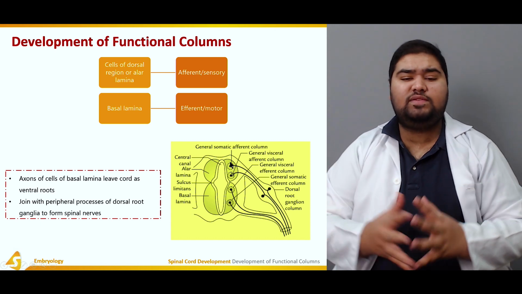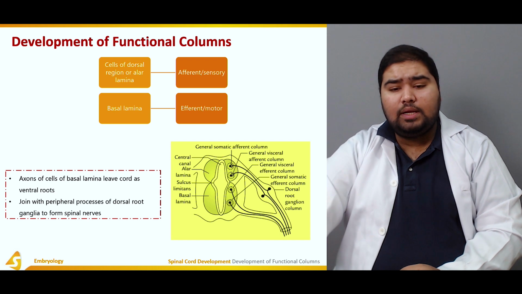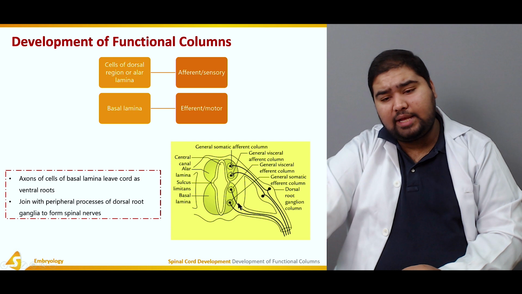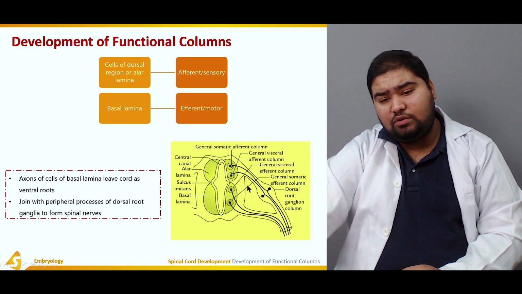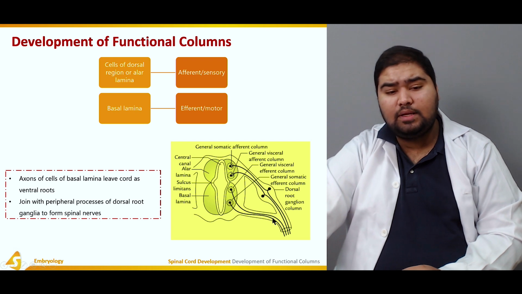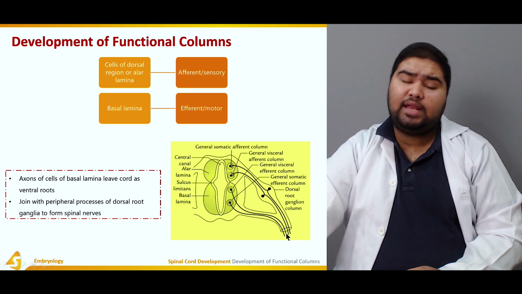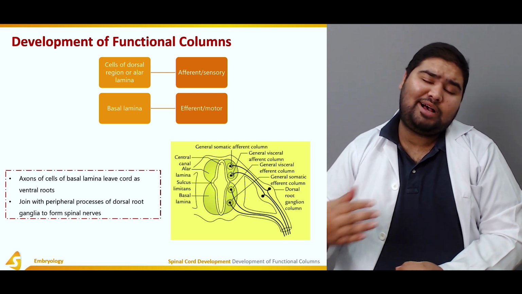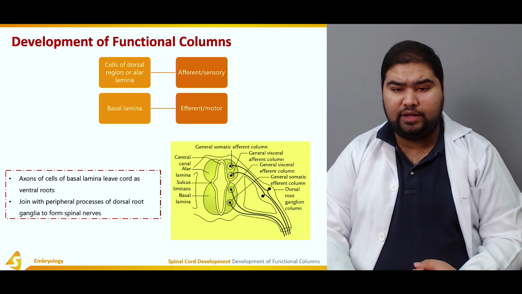Axons of cells of the basal lamina leave the cord as ventral roots. These are the cells of the basal lamina and axons from them leave as ventral roots. These are the dorsal roots and these are the ventral roots. They join with the peripheral process of the dorsal root ganglia and help in the formation of the spinal nerve. So this is how the dorsal and the ventral roots combine to form a spinal nerve.